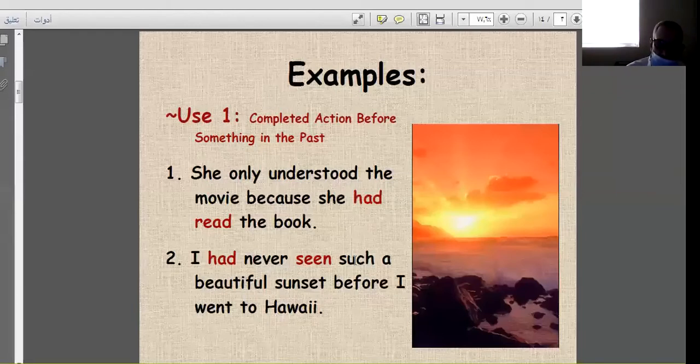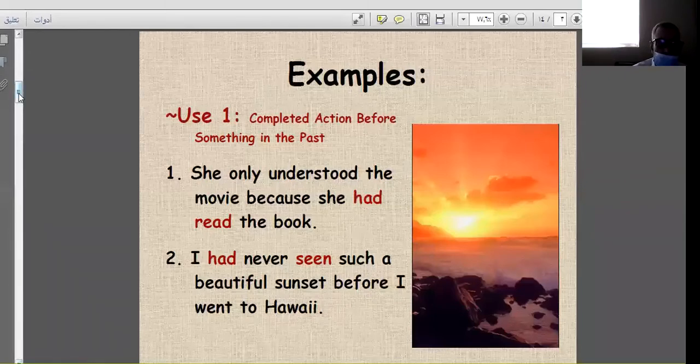I had never seen such a beautiful sunset before I went to Hawaii. So it's the first time, okay? Before this, he had never seen such a beautiful sunset. So he went to Hawaii. He had gone to Hawaii first. Then he could see the sunset in such a beautiful way. I had never seen such a beautiful sunset before I went to Hawaii.